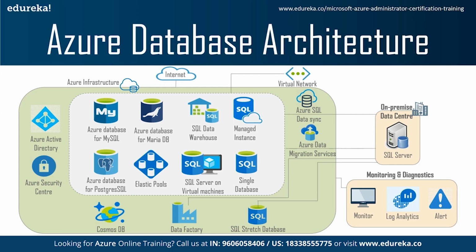Then we have SQL Stretch Database. It is used to migrate cold data into Azure. SQL Stretch Database is a bit different from other database offerings. It works as a hybrid database because it divides the data into different types, like hot and cold. Hot data will be kept in the on-premises data center and cold data in Azure.